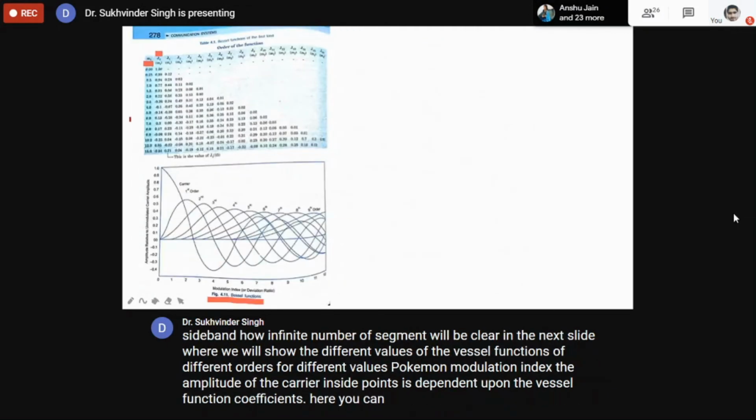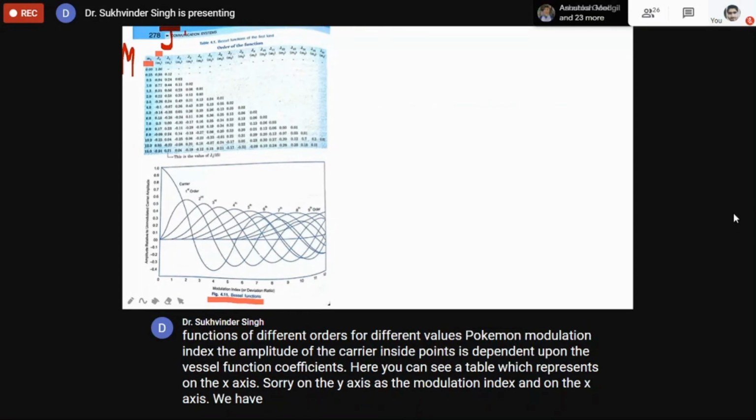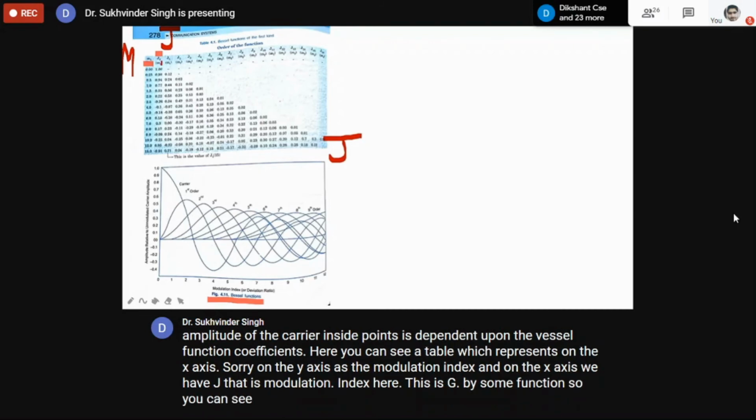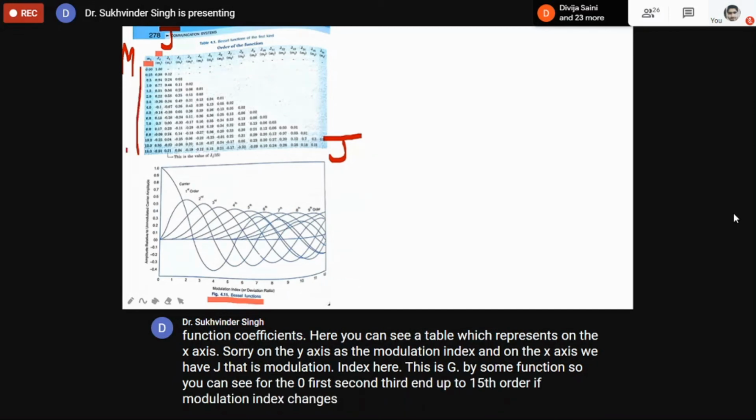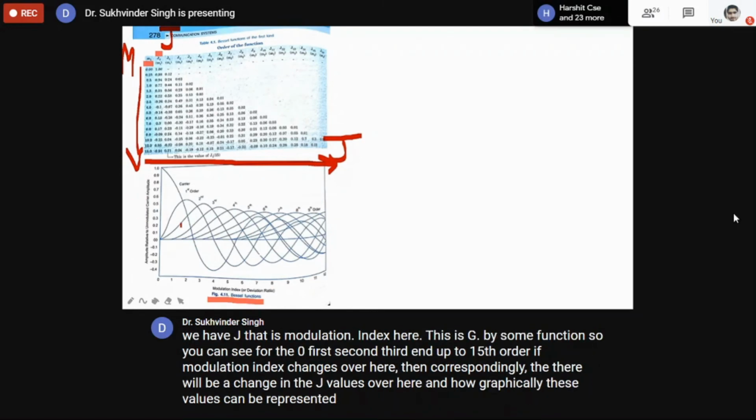Here you can see a table which represents on the y-axis the modulation index, and on the x-axis we have J, the Bessel function. So you can see for the 0, 1st, 2nd, 3rd and up to 15th order, if modulation index changes over here, then correspondingly there will be a change in the J values over here. And how graphically these values can be represented, the graph is shown in the slide which you can see.